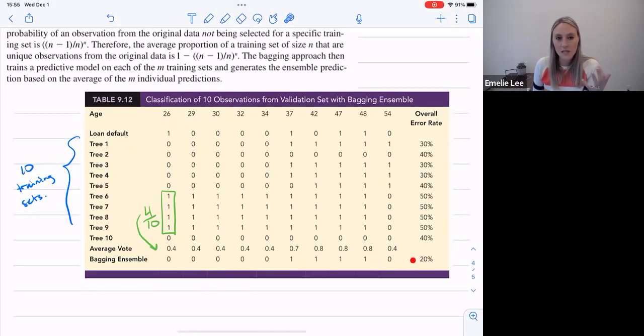But what's nice is that the overall error rate of 20% is decreased from the individual error rates. Okay, so that's the reason that we would consider more and more trees, because if we consider them all together, then we're able to build a better prediction, right? Better models.